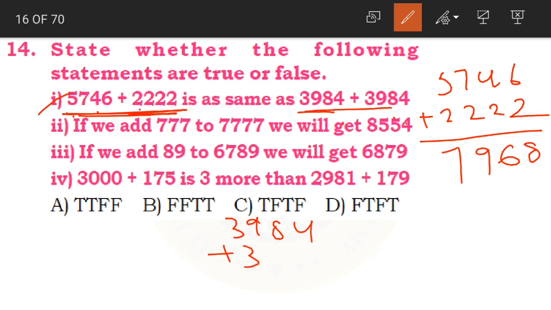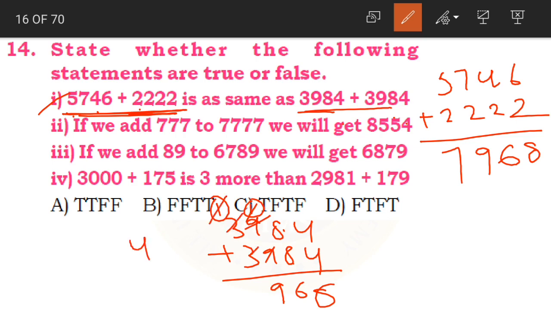3984 plus 3984. 4 plus 4 is 8, 8 plus 8 is 16. 6 here, 1 carried. 1 plus 9 is 10, 10 plus 9 is 19, 9 here, 1 carried. 1 plus 3 is 4, 4 plus 3 is 7. What did we get, children? 7968. The same answers, yes.